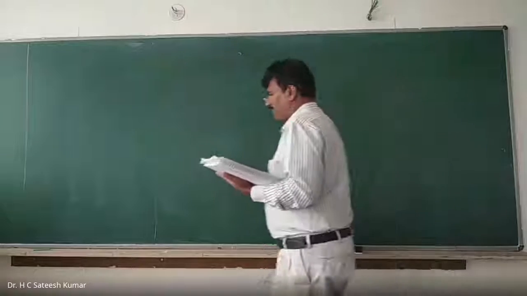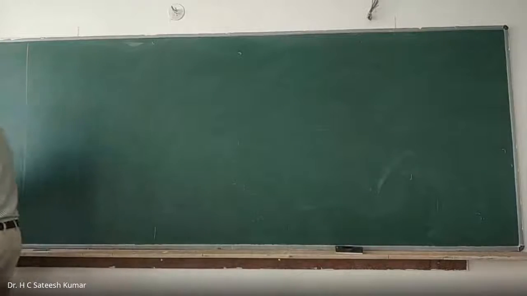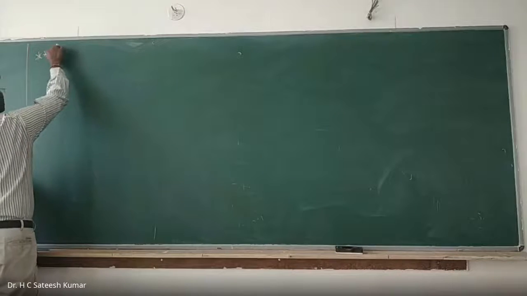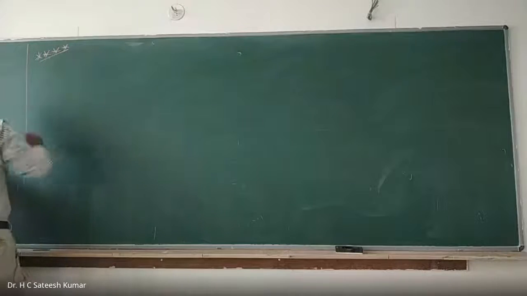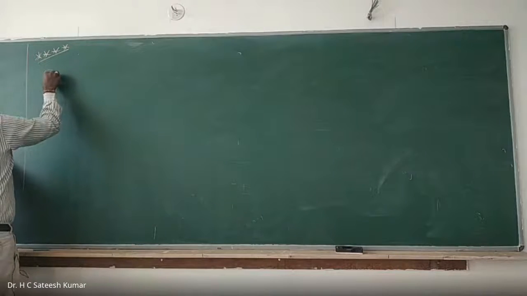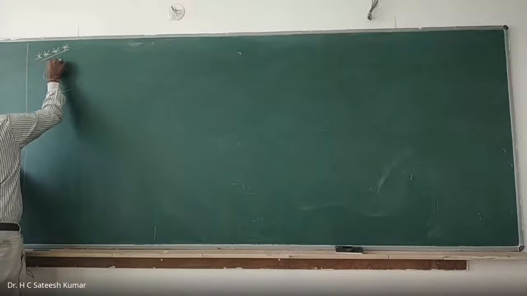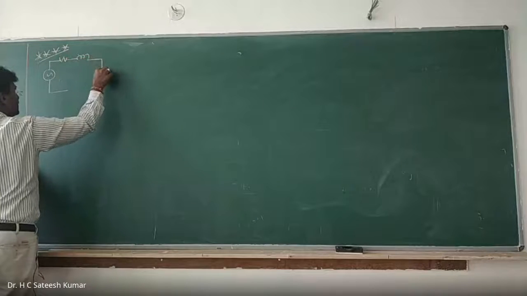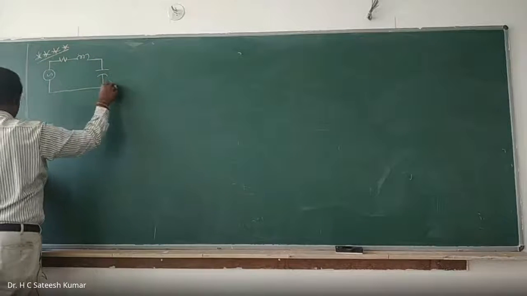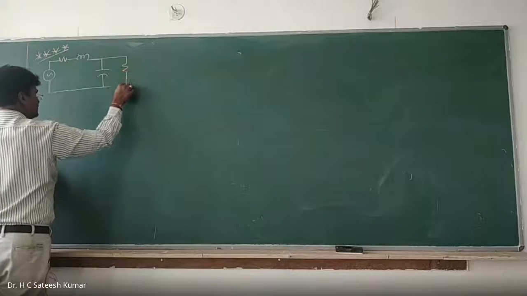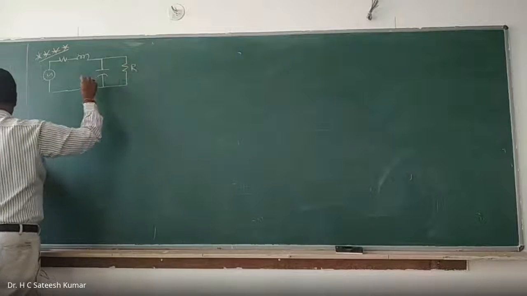So here I have a rare variety of problem, so you'll have to remember and practice. The circuit is given this way: a resistance, an inductance, and a capacitance, and a resistance R. This is a rare kind of problem.